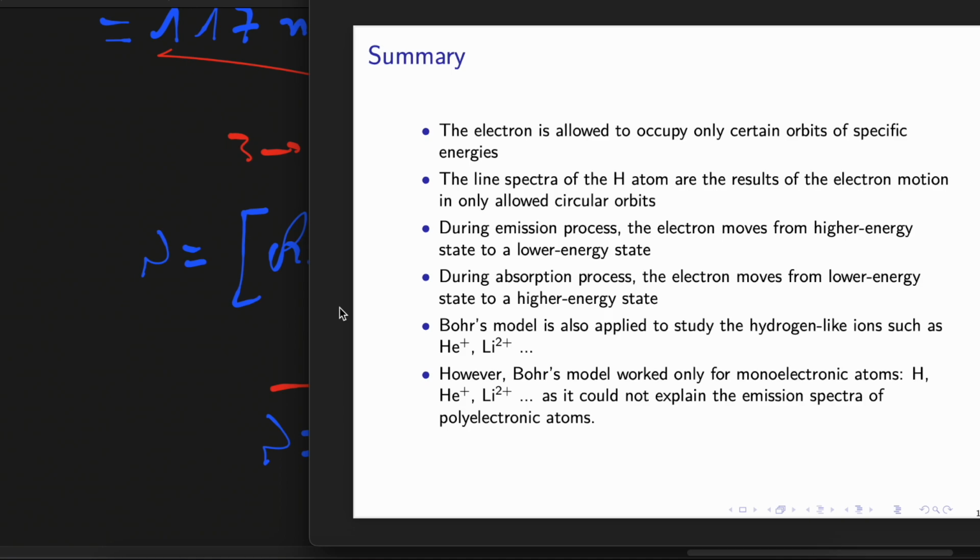However, when we have to deal with atoms that have more than one electron, the Bohr model cannot be applied, and it cannot explain the emission spectra of polyelectronic atoms. So another model will be needed to discuss this type of spectra, and that will be discussed later in this chapter.